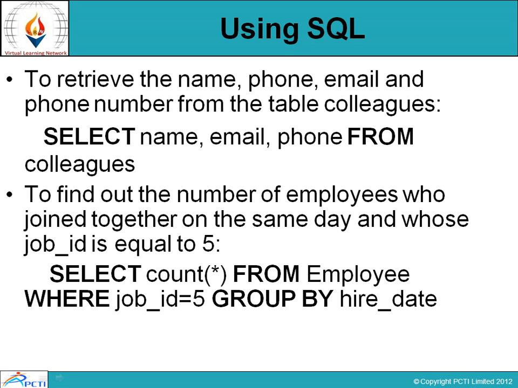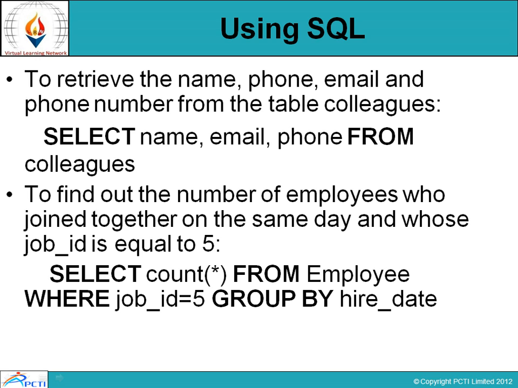To find out the number of employees who joined on the same day and whose job ID is equal to 5, we can use select count star from table name where job ID is equal to 5 group by hire date.